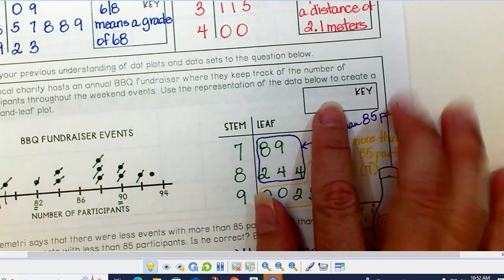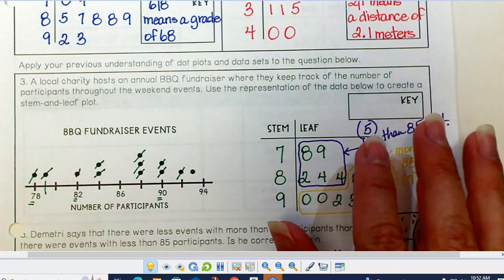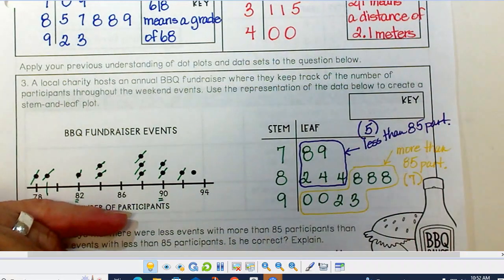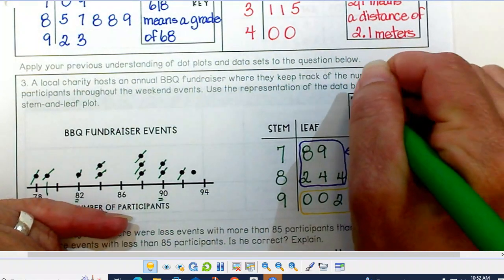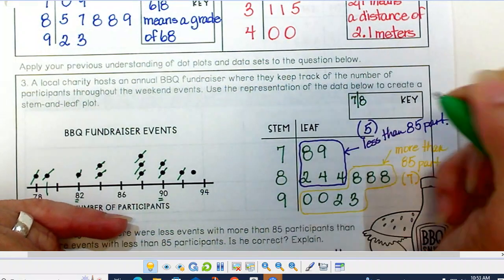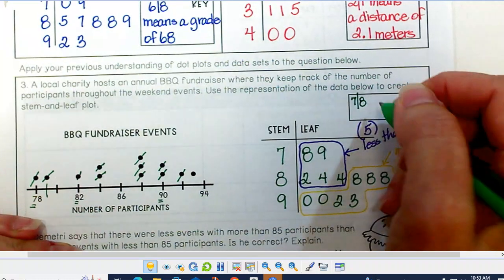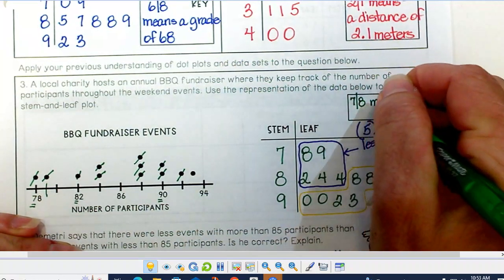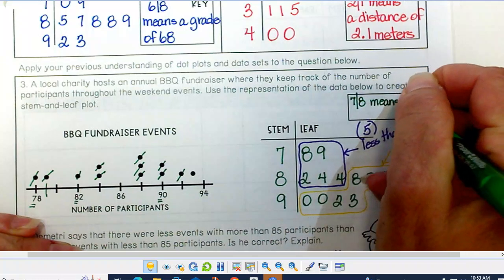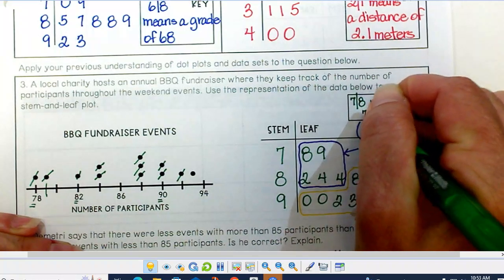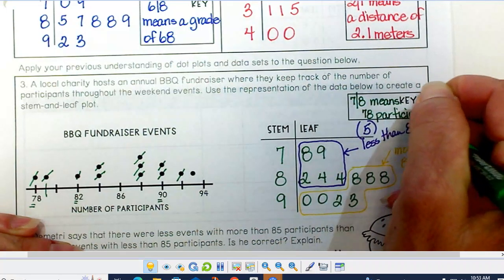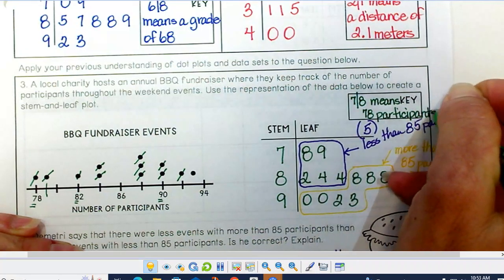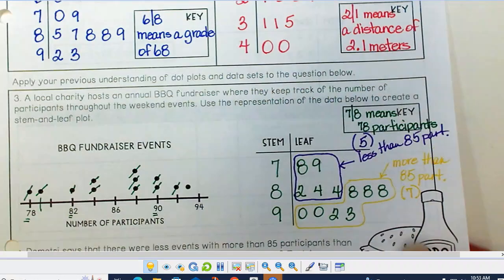While I'm thinking about it, let's go back. We did not make a key for our barbecue fundraiser, so let's do that real quickly. I'll just use the first set of data. 7 with a bar and 8 means 78 participants. Okay, so let's get back to number 4.